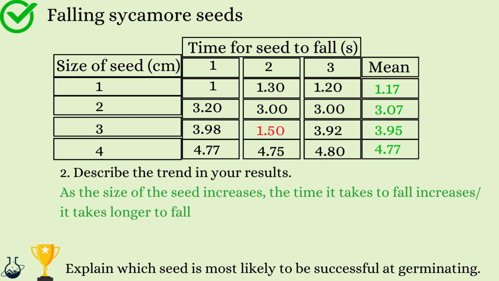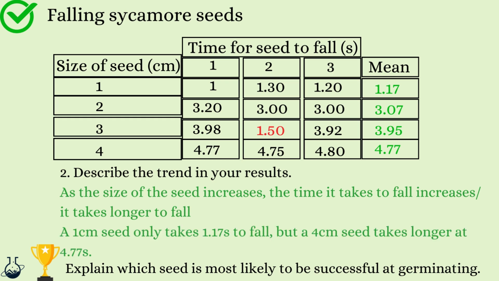For example, as the size of the seed increases, the time it takes to fall increases, or it takes longer to fall. We can even use numbers from the table to back this statement up, like a 1 centimetre seed only takes 1.17 seconds to fall, but a 4 centimetre seed takes longer at 4.77.